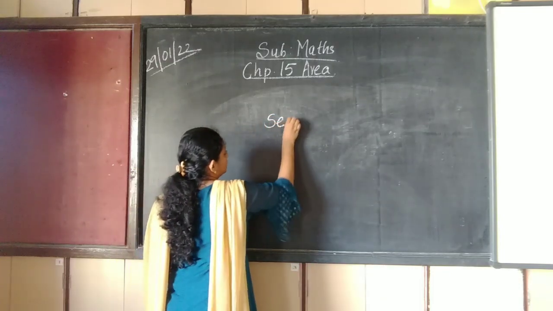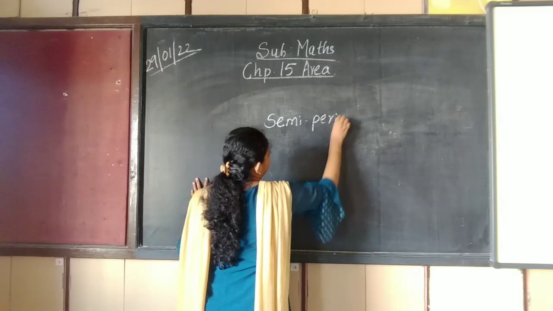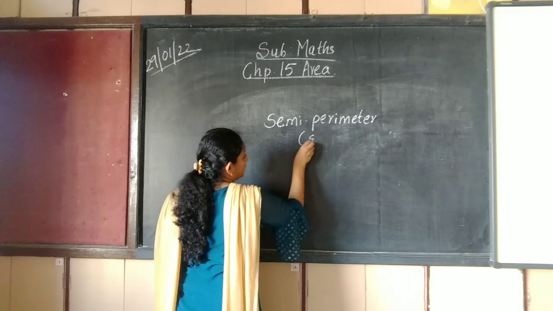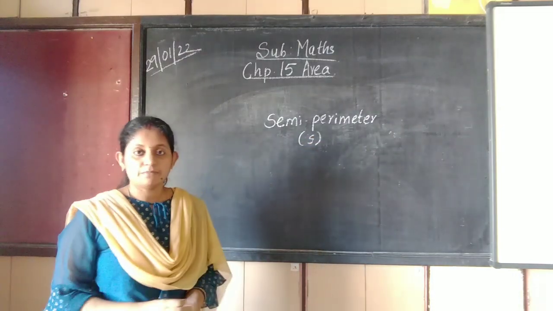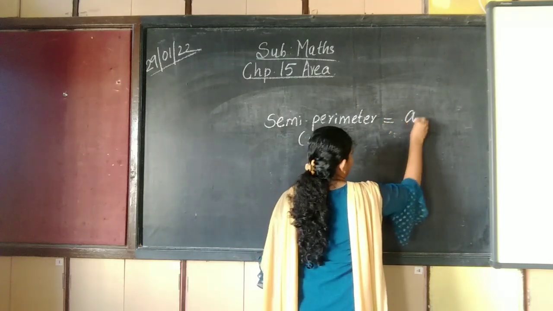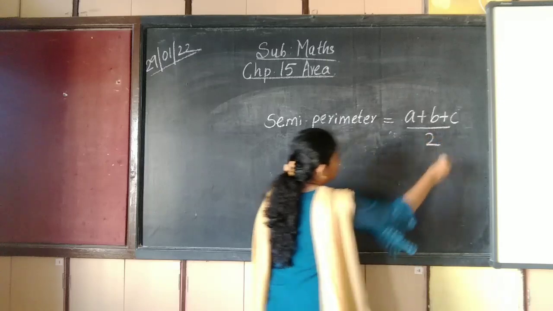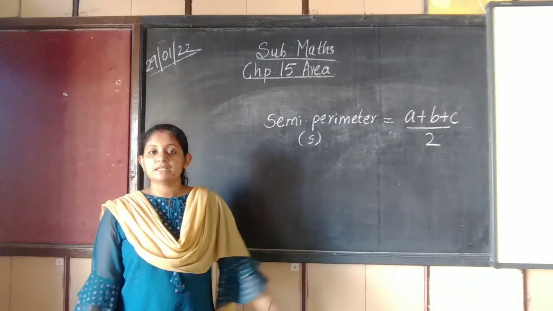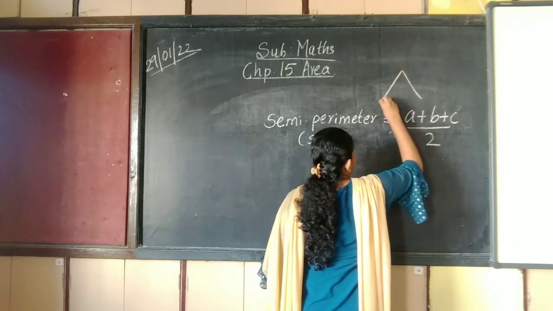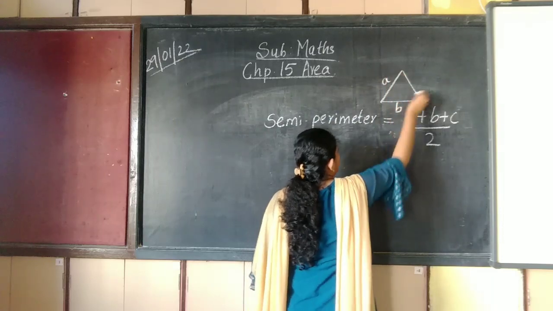Semi-perimeter, that is denoted by letter small s. Semi-perimeter is equal to a plus b plus c upon 2. Now what is this a plus b plus c upon 2? That is nothing but the sides of the triangle. Suppose this is the triangle. The sides are given here as a, b, c.